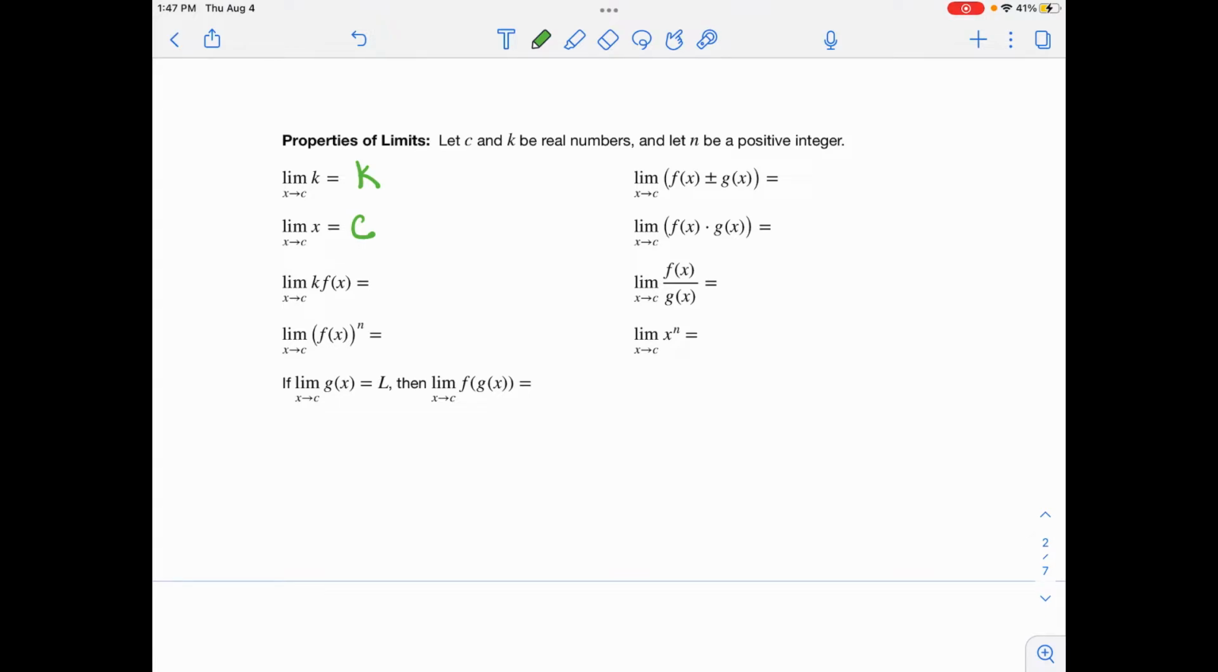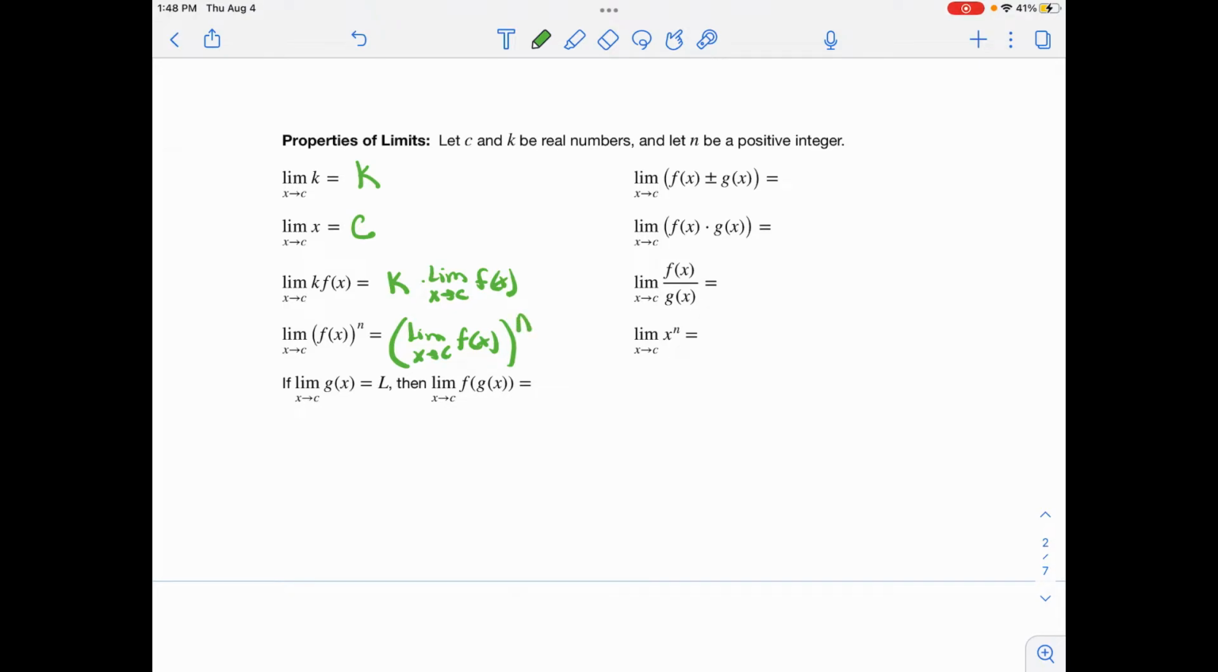Now, the limit as x approaches c of some number times a function is equal to that constant times the limit as x approaches c of f of x. So we can factor out the constant, figure out what that limit value is, and then multiply it by that constant c. We can do a similar thing if we have a function raised to a power: that becomes the limit as x goes to c of f of x, and that answer raised to the power.